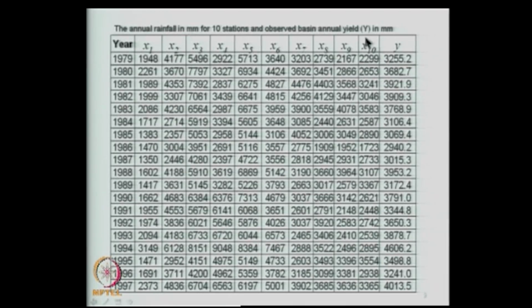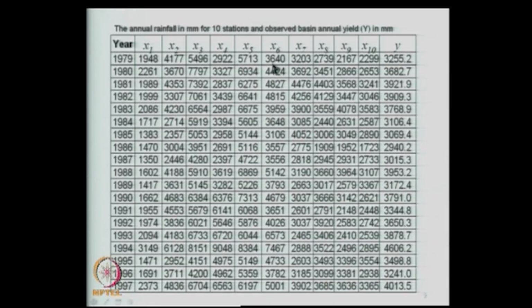Now, both are given in millimeter units. What do I mean by runoff being in millimeters? You have observed the volume of runoff divided by the total area of the catchment, and you get runoff in depth units. So, all of these are in depth units.